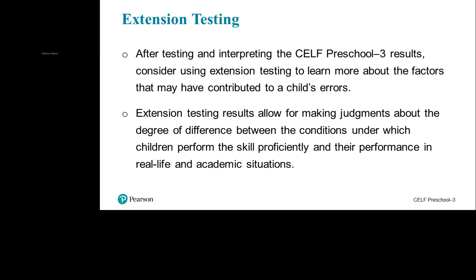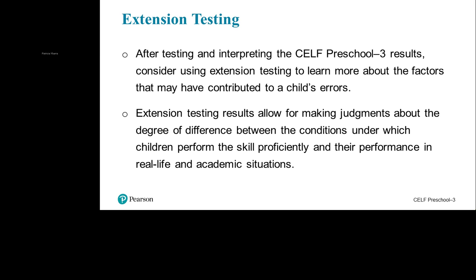After testing and interpreting the CELF Preschool-3 results, consider using extension testing to learn more about the factors that may have contributed to a child's errors. The errors may result from task or format novelty, task complexity, length or complexity of instructions, linguistic content of subtest items, or type of response required. By systematically varying subtest content, directions, and the responses required, you can determine where and when the child's ability to respond correctly begins to break down. So you can use extension testing to establish conditions under which the child can perform successfully.